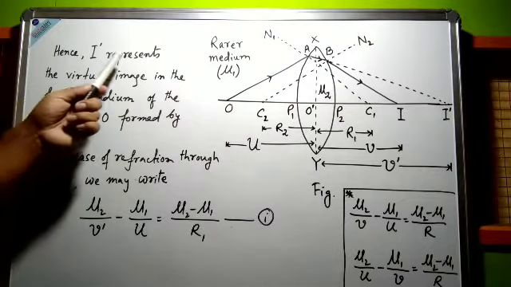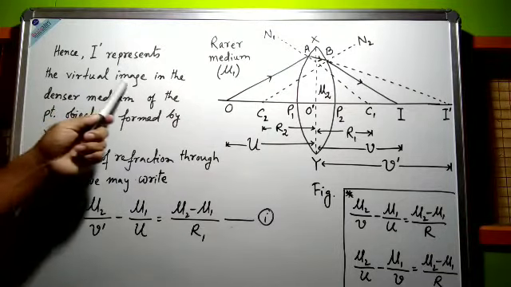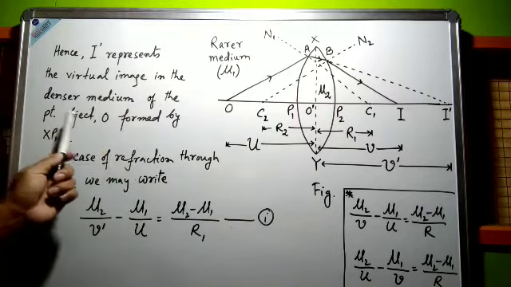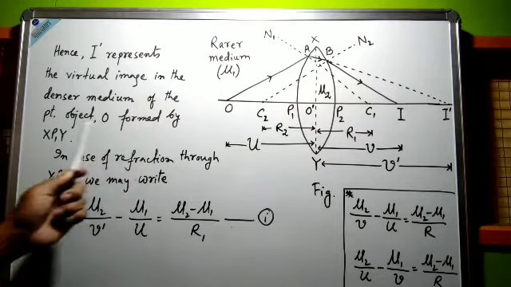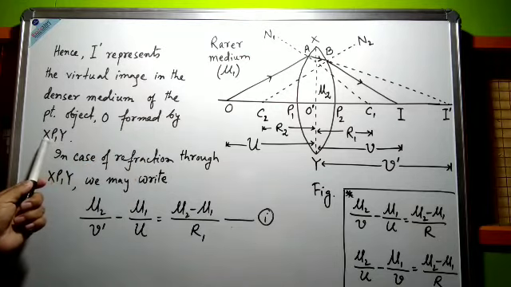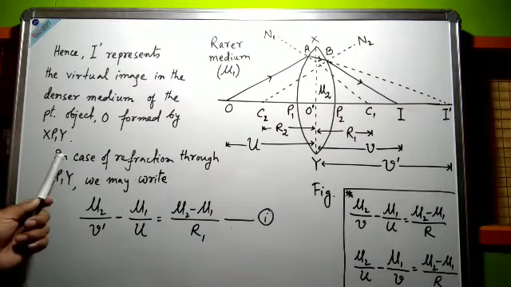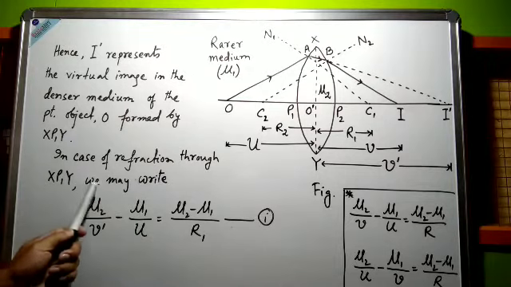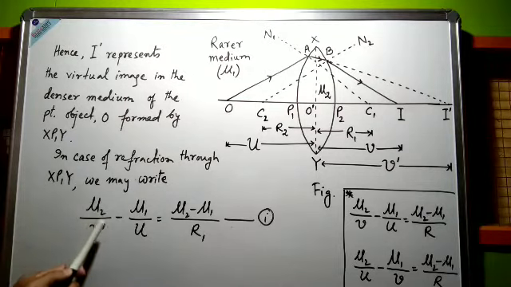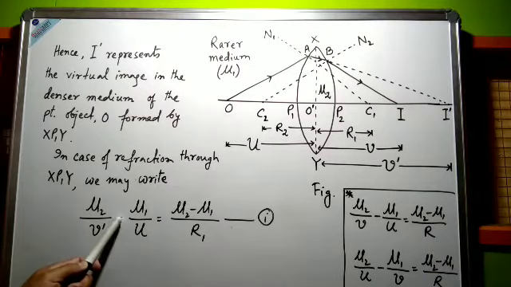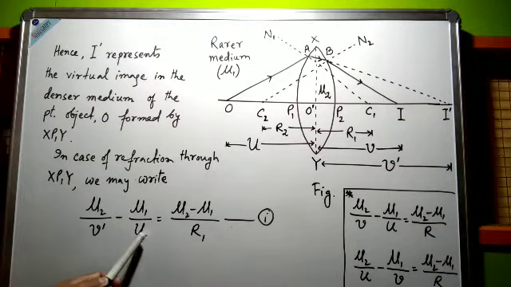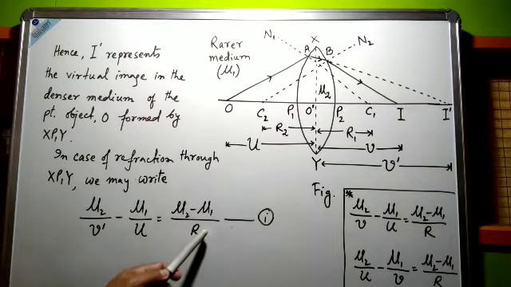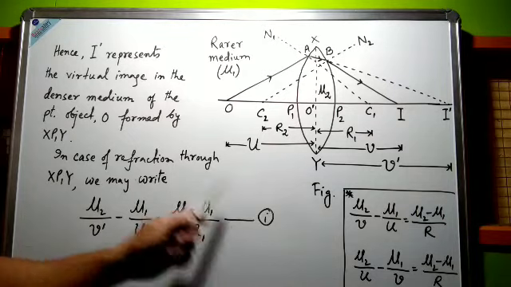Hence I dash represents the partial image in the denser medium of the point object O formed by spherical refracting surface XP1Y. In case of refraction through XP1Y, we may write mu2 divided by v dash minus mu1 divided by u equal to mu2 minus mu1 divided by R1, and write it as equation number 1.